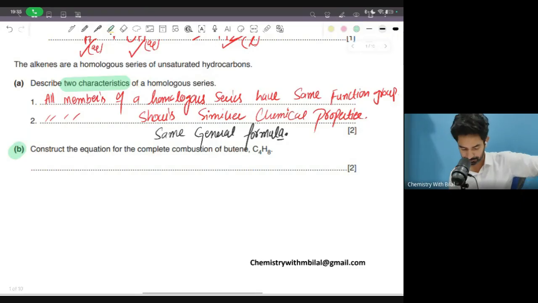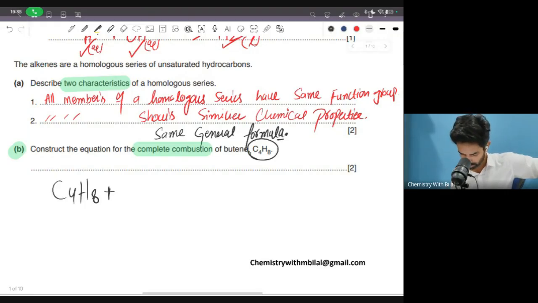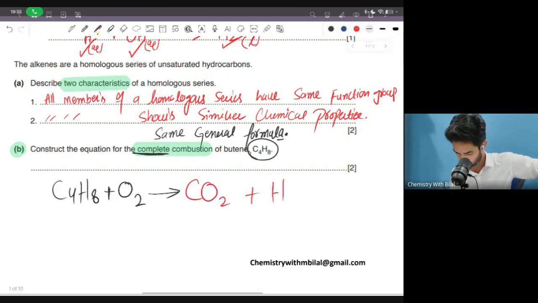Part B. Construct an equation for the complete combustion of butane. We know that whenever you burn something, you react it with oxygen. Combustion is a reaction with oxygen. And since it says complete combustion, we get CO2 and H2O.